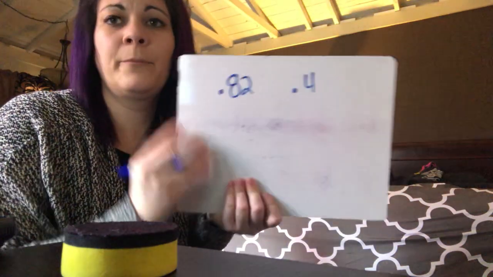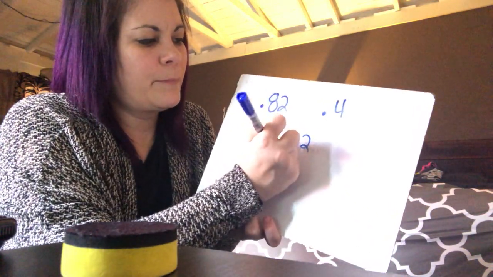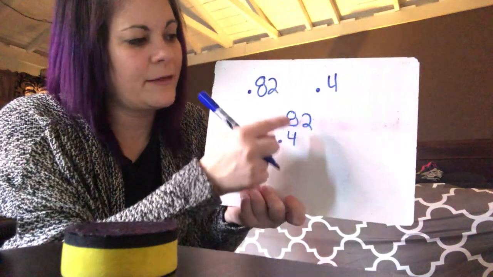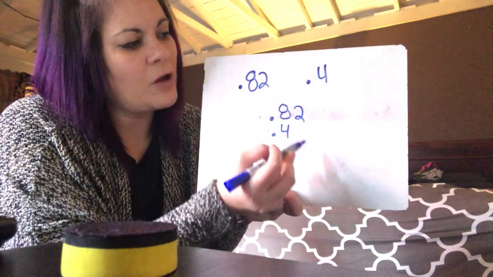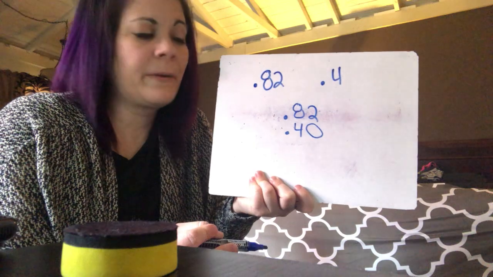So if I'm comparing 0.82 to 0.4, I can line up my decimals, 0.82 and 0.4, because then place value is under the same place value. The tenths are under the tenths, hundredths and hundredths. And again, if there's not a number under there, you can do the placeholder of the 0 to compare it.